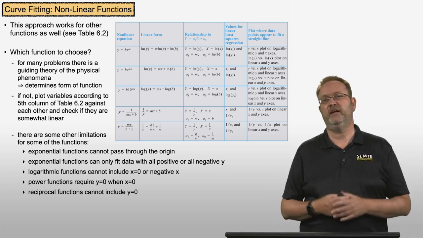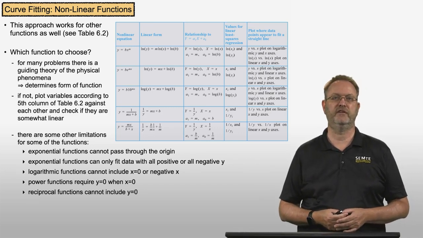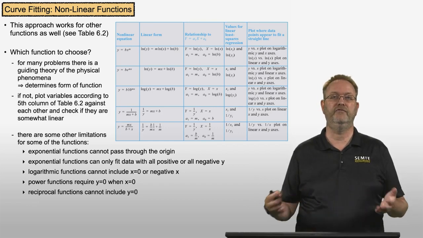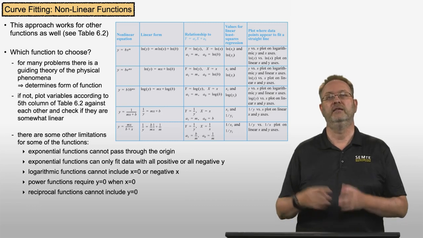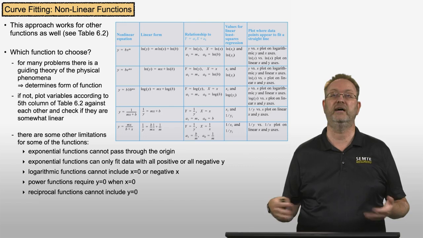So those are some limitations that you can look at your data to exclude some of these nonlinear fit functions. But other than that, if you don't have a guiding physical theory behind it that dictates what the functional form should be, then you would do this process of plotting the data against each other and seeing whether that would be approximately linear.